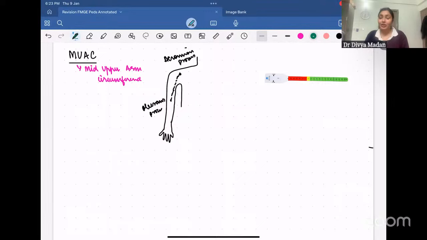Why is this an age-independent parameter? It is said that in between 6 months to 5 years of age, what happens?